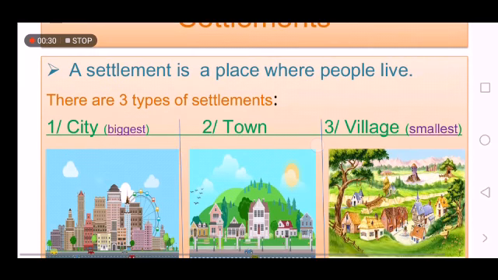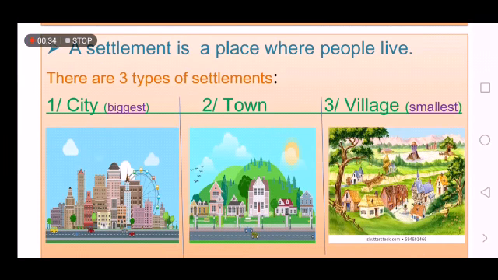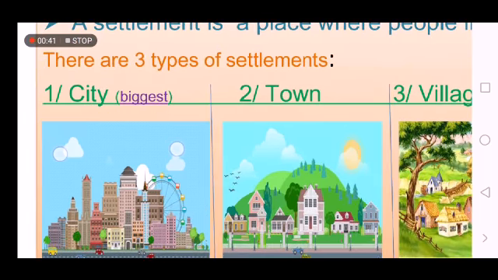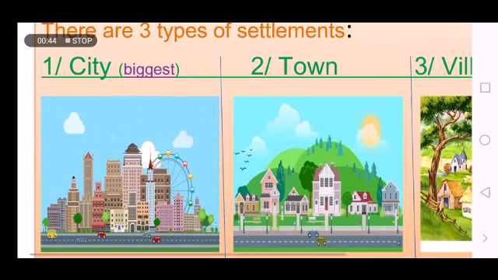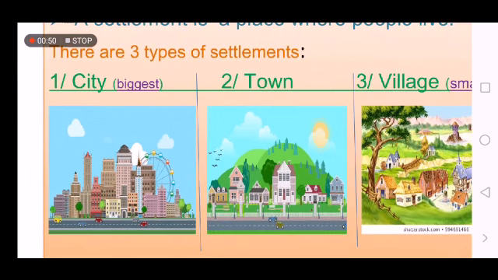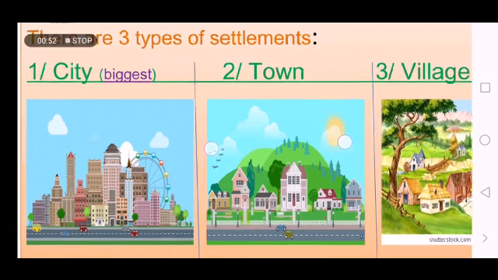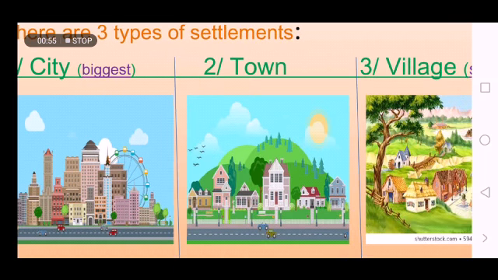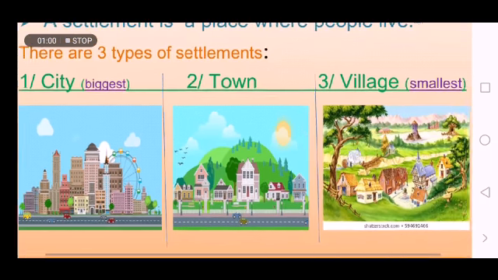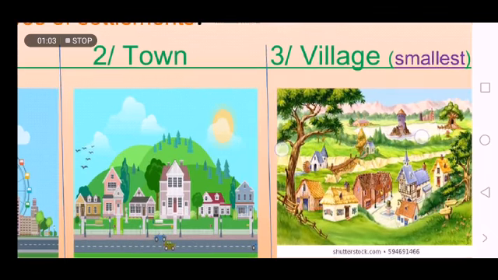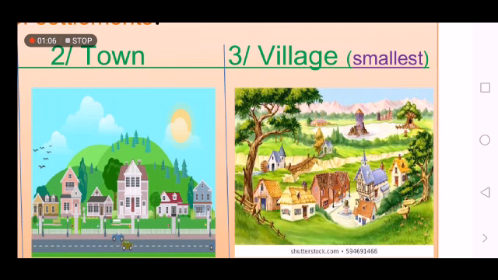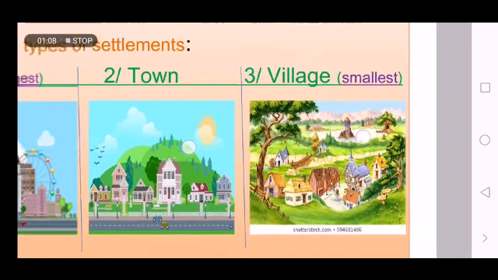As you can see here, we have three types of settlement. We have city, town, and village. City has a lot of buildings and people can live in these buildings, so a city is a settlement. And we have here a town. A town has houses, people can live in these houses, so a town is a settlement. And here a village also has houses to live in, so it's a settlement.